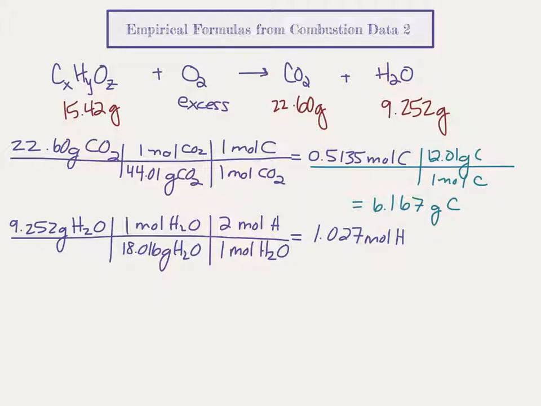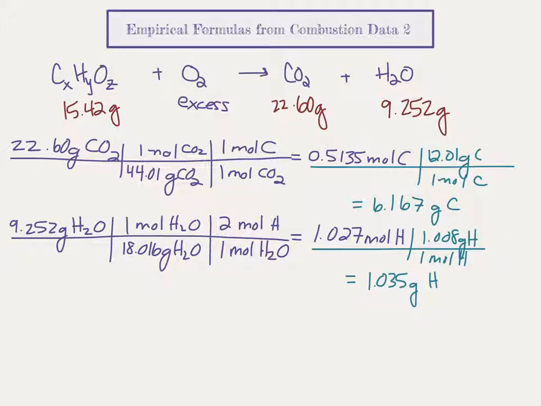Now, because I'm wise and I know what's coming next, I'm going to convert these moles of hydrogen that I calculated into grams, using the molar mass of hydrogen. And we'll calculate that we end up having 1.035 grams of hydrogen. Okay, now comes the interesting part.